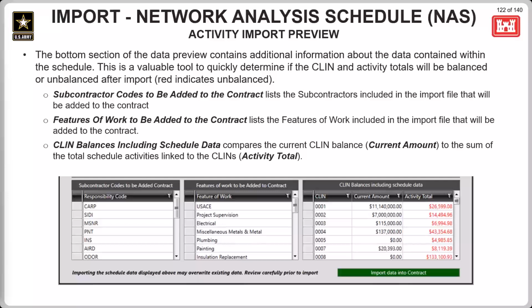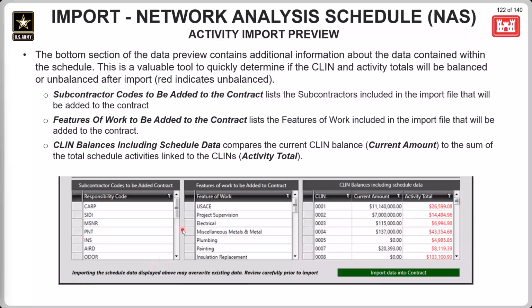The last box shown here, the CLIN balances, including scheduled data box, is going to be really helpful to see if the totals for CLINs and activities will be balanced or unbalanced after the import. Of course, the red is going to indicate an improper balance. This box compares the current CLIN balance, or the current amount column, to the sum of the total schedule activities linked to the CLINs, or the activity total column.